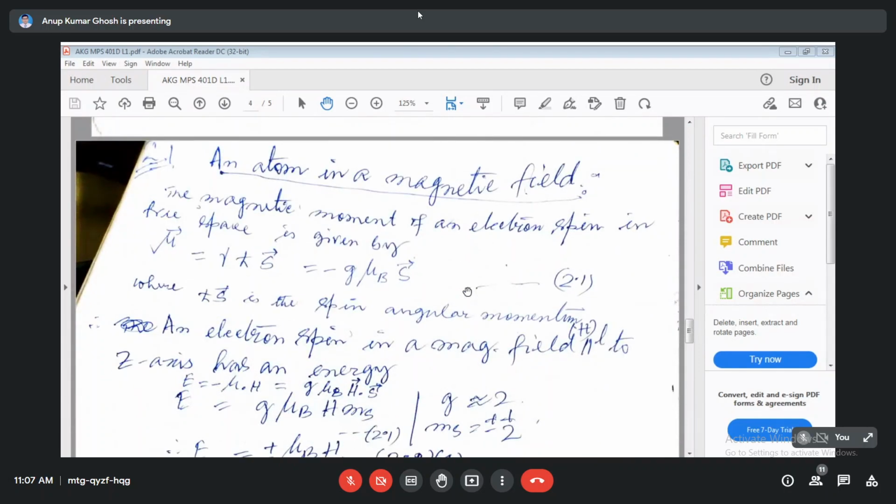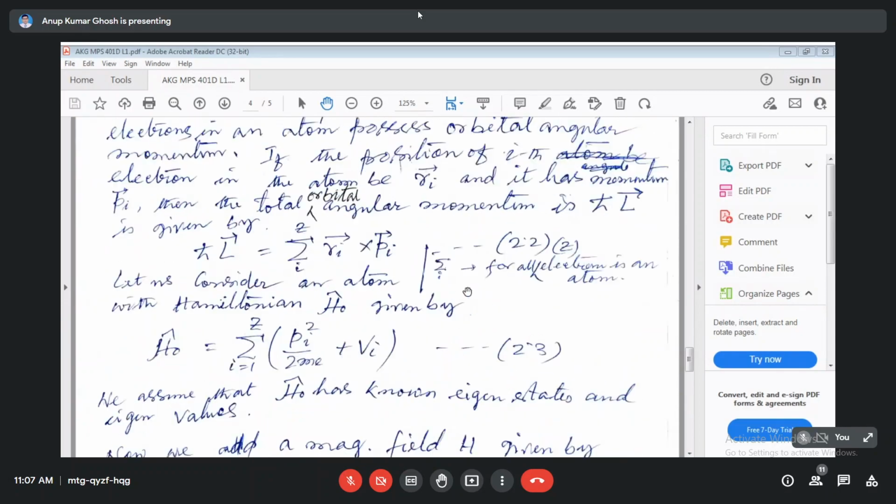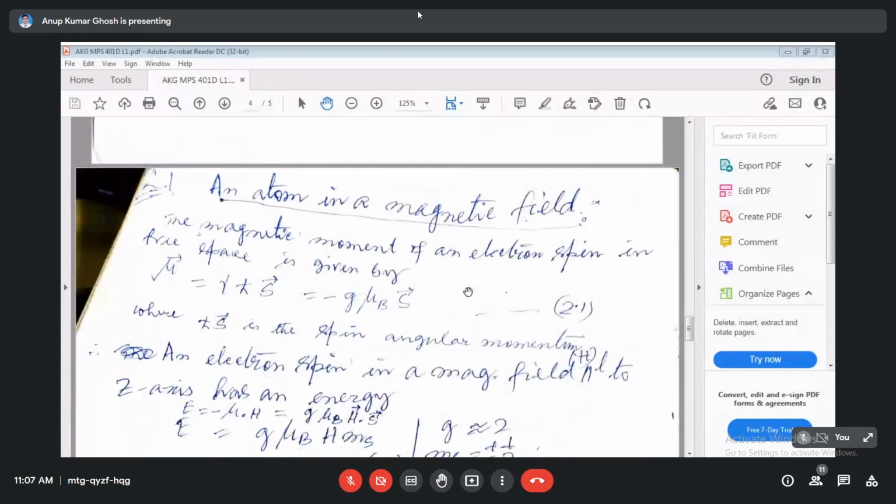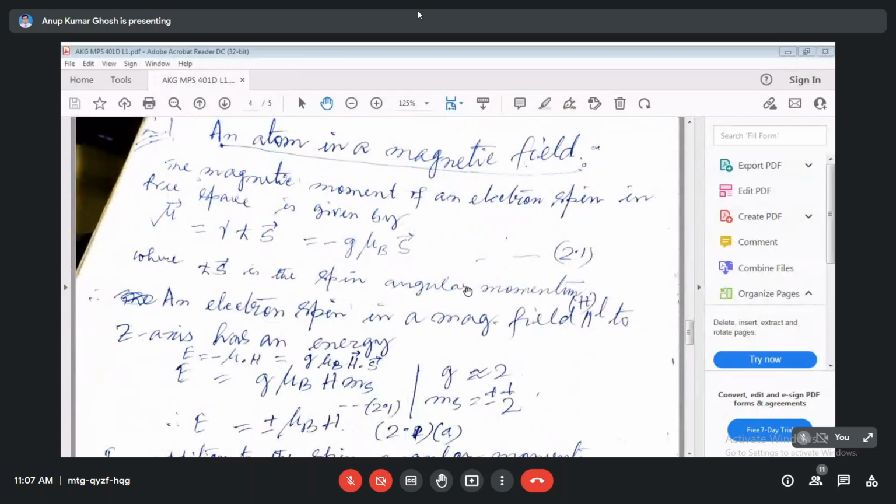Now, these are the terminology which will be used frequently. Now we will consider that an atom is placed in a magnetic field. We will see what will be the consequence. So an isolated atom is placed in a magnetic field.